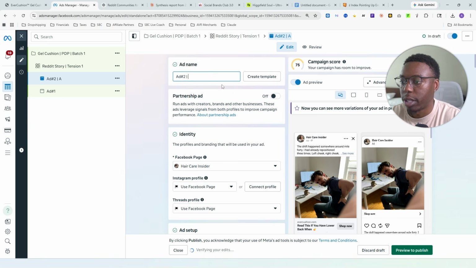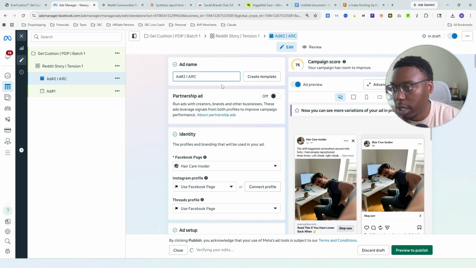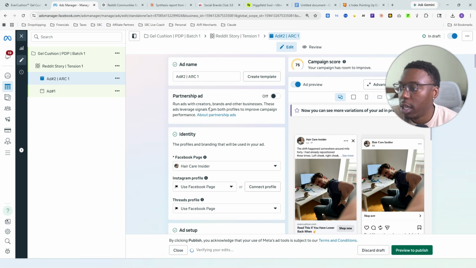You can even put this in parentheses, arc 1. Some might even say this is angle 1, technically angle 2. But for organizational purposes, just so you can look back in your cloud project and know what you're doing, you just type arc 1 there. So add to arc 1.